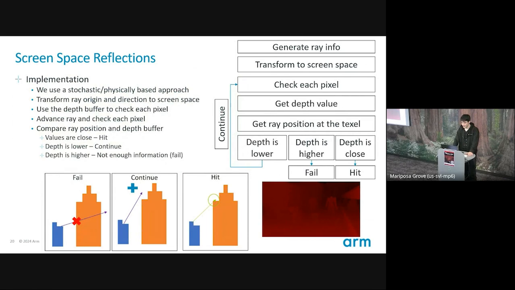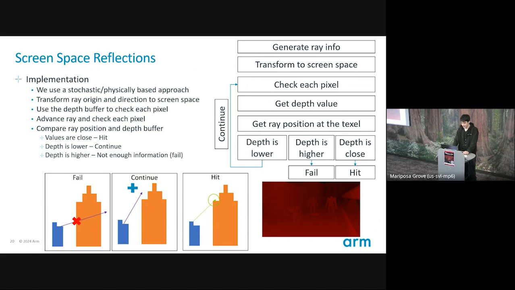Screen space reflections are a popular ray marching technique. So I will just give a quick overview of how the algorithm works. It can be adapted to work well with a physically based and a stochastic approach, so it was very easy to adapt to our demo. We start by transforming the ray origin and ray direction from world space to screen space. We interpolate this ray for each pixel, and we check the depth of the ray in each pixel that it's visiting. In this pixel, we have different options.